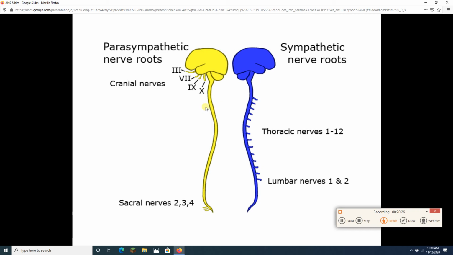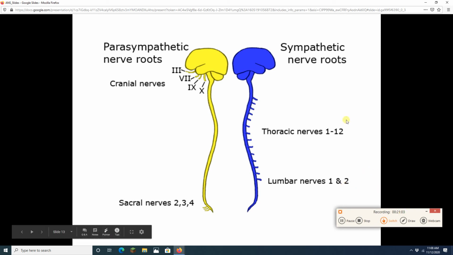Just keep saying it. Sacral nerves 2 through 4 are also going to be parasympathetic. There's a good way to remember this, but I cannot share it with you. You can probably figure out why. So as far as the sympathetic nerve roots, T1 through T12, then L1 to L2. So T1 to L2 are where you're going to find sympathetic nerves.